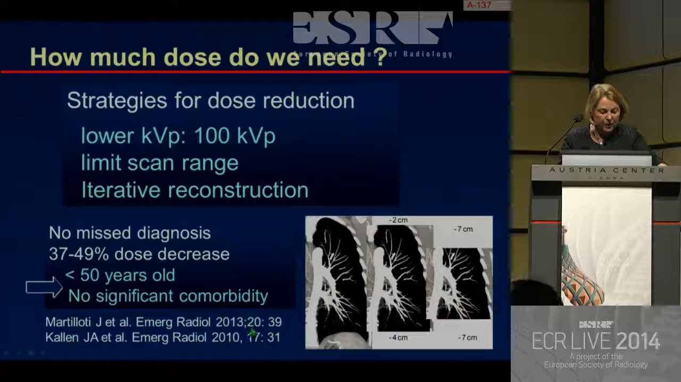And there are multiple studies, and the most recent one from 2013, who actually did not find a significant loss of important diagnoses by cutting down this scan range. I am not advocating here that we should cut down the scan range in any patient, but let's say if I have a relatively young patient, if I have a relatively low risk or pretest probability, then you should consider to do so.